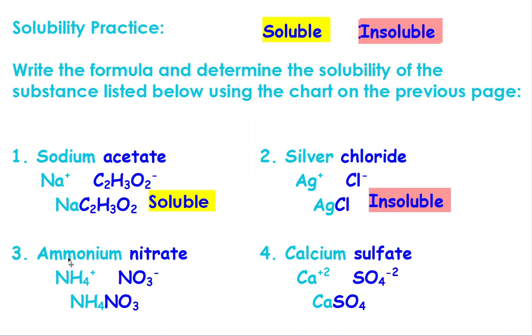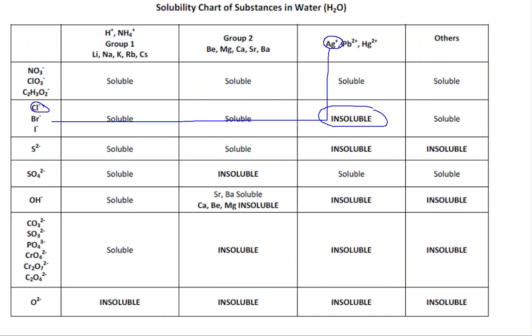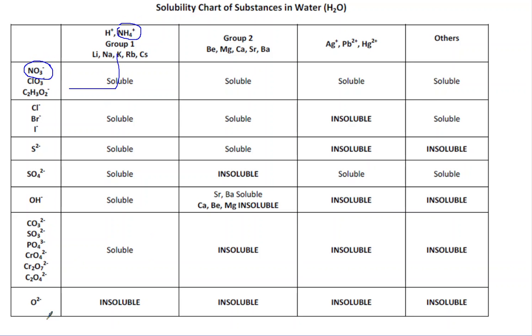All right, let's look at the next one. Ammonium nitrate. Ammonium is NH4 +1. Nitrate is NO3 -1. Together it's NH4NO3. Flipping back to the chart. Ammonium is right here. Nitrate is right here. Oh, look, soluble.